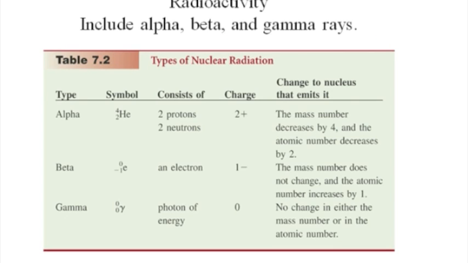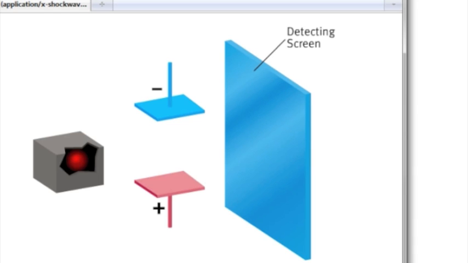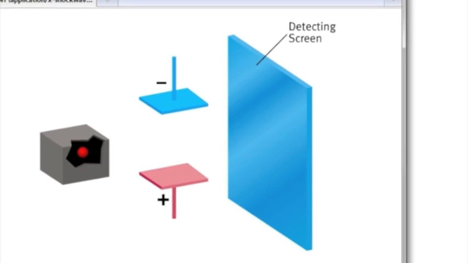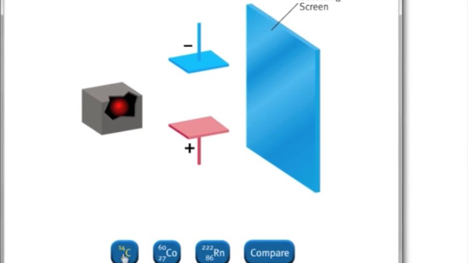Oh, I wanted to show you something before I show you this table. Let's look at a little animation. This is from your book. Here we go. First, we're going to look at carbon-14.